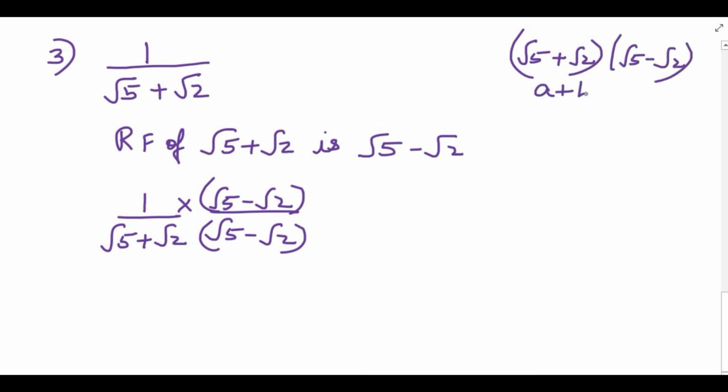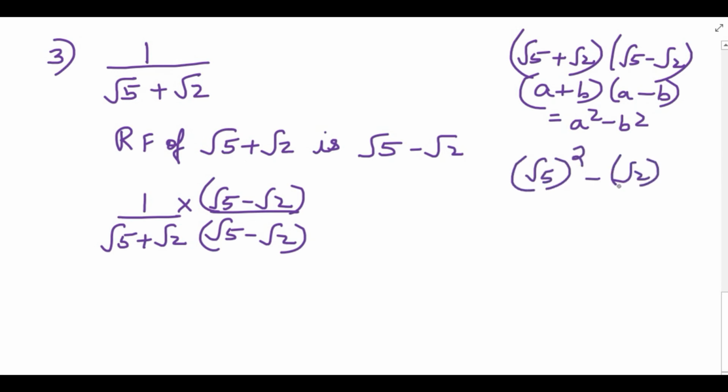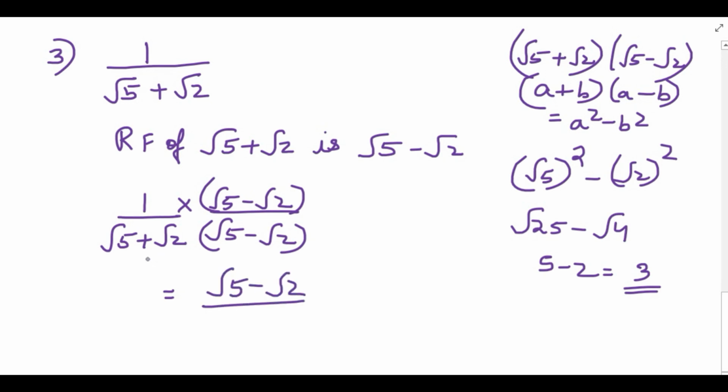So a plus b into a minus b is equal to a square minus b square, which is equal to root 5 the whole square minus root 2 the whole square. So it is root 25 minus root 4, which is equal to 5 minus 2 is 3. So the denominator I have simplified separately and kept. The numerator is root 5 minus root 2 divided by the denominator, whose answer is 3, because it is in the form of a plus b into a minus b. So the answer is root 5 minus root 2 divided by 3.